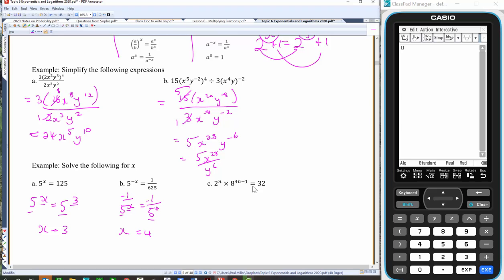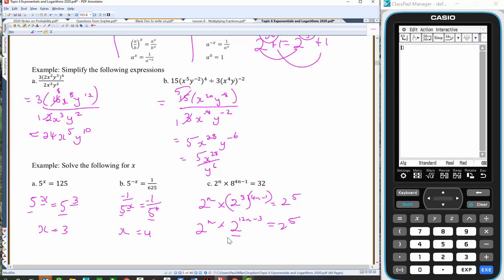All right, this one here, what we're going to do is try to reduce these down to a base 2. So this is 2 to the n times 2 to the 3, and we're raising that, so 8 is 2 to the 3, we're raising that to 4n to the negative 1 equals 2 to the 5. Okay, this is 2 to the n times 2 to the 12n take 3. So make sure that when we multiply these two together that you imagine that in a set of brackets and then distribute the 3 across the terms, equals 2 to the 5.